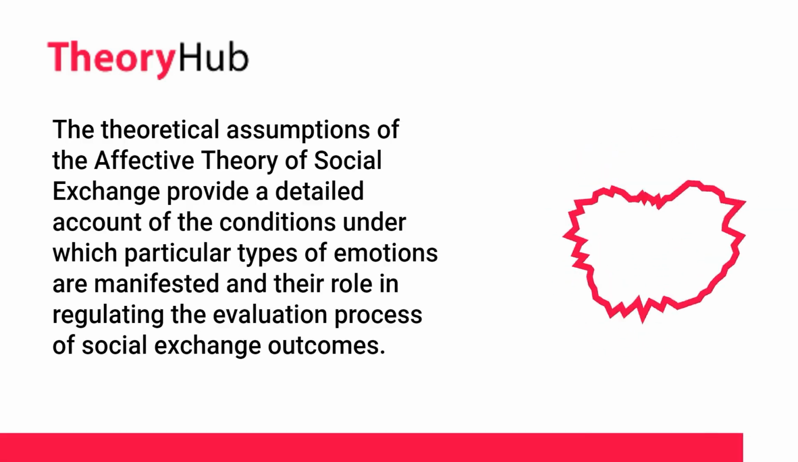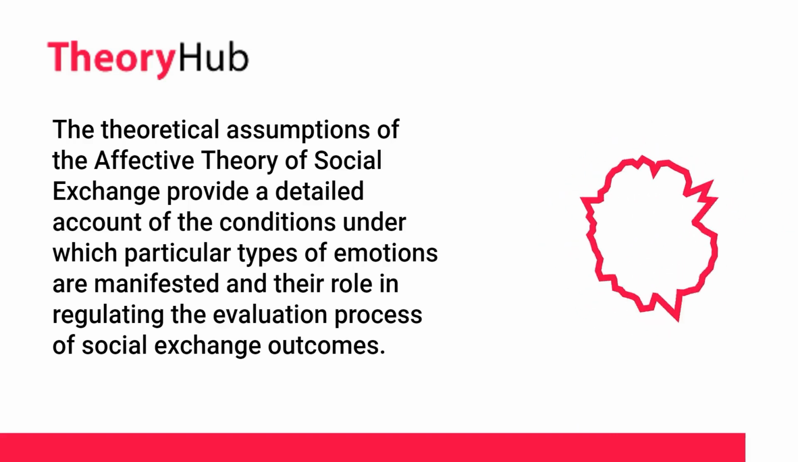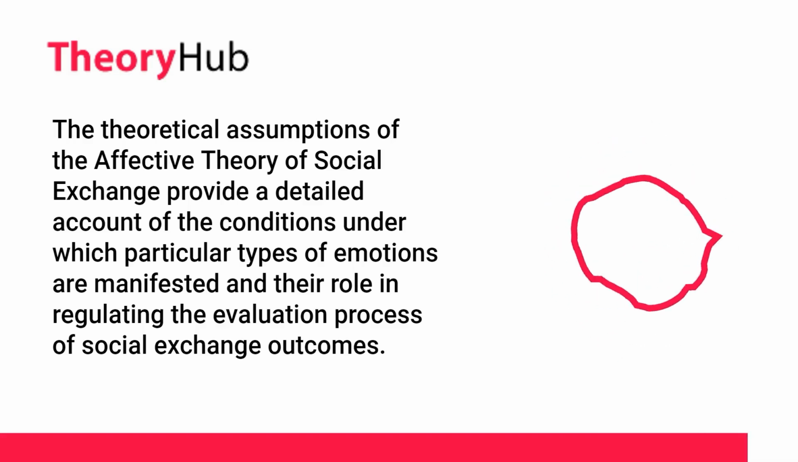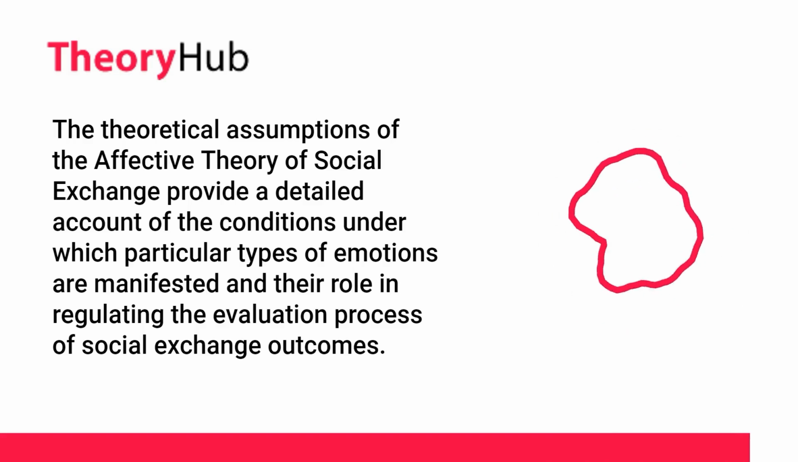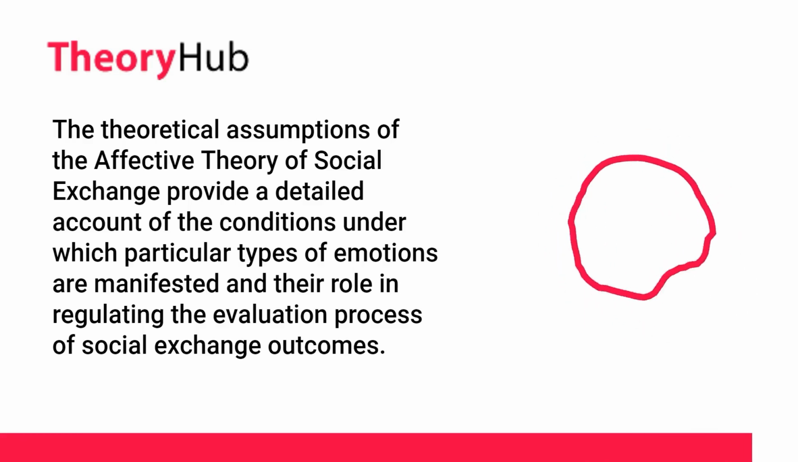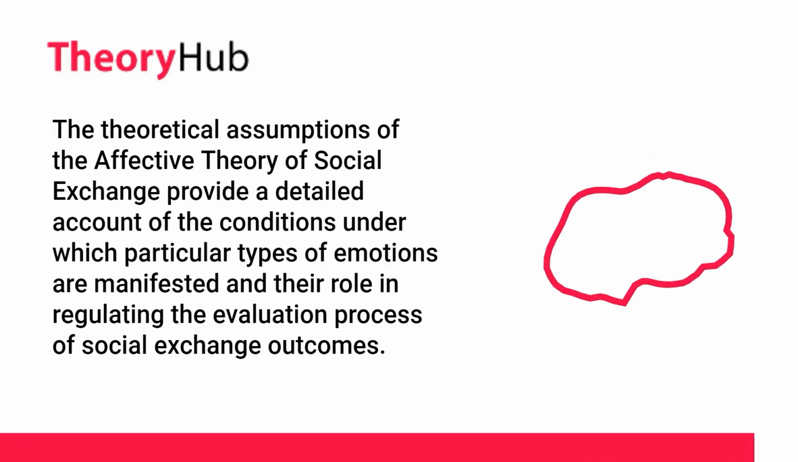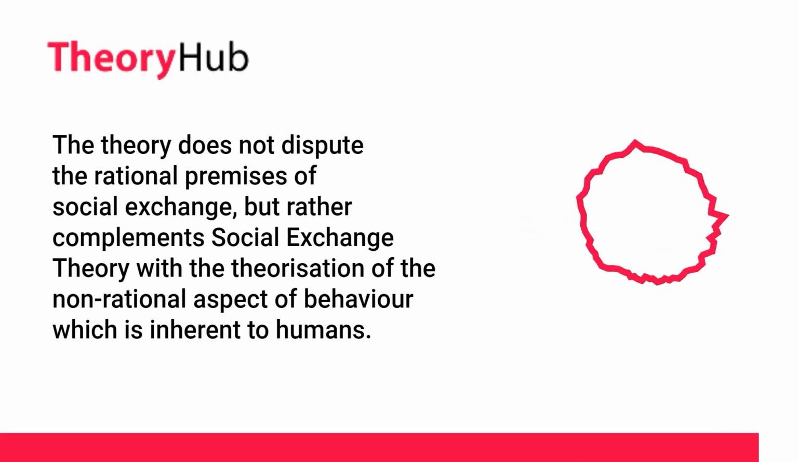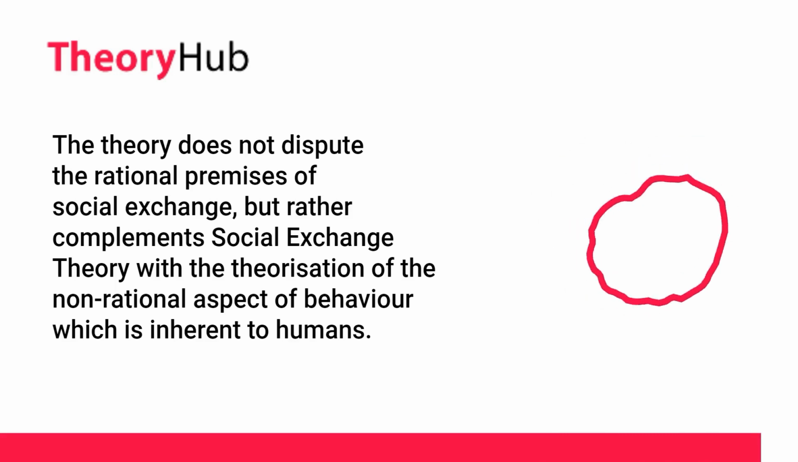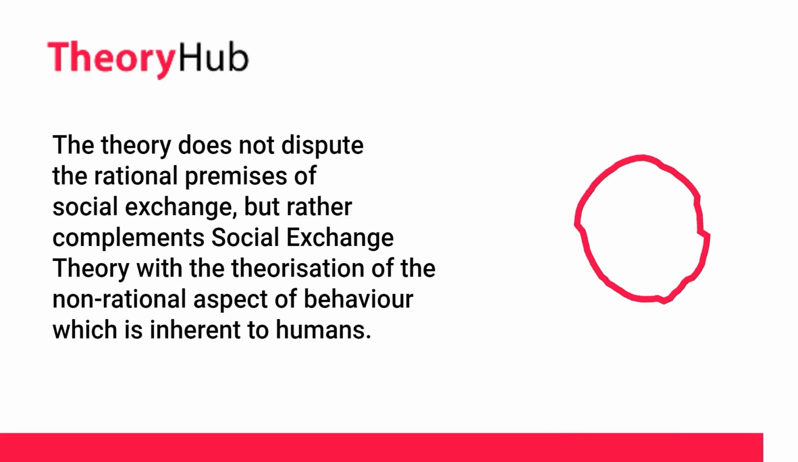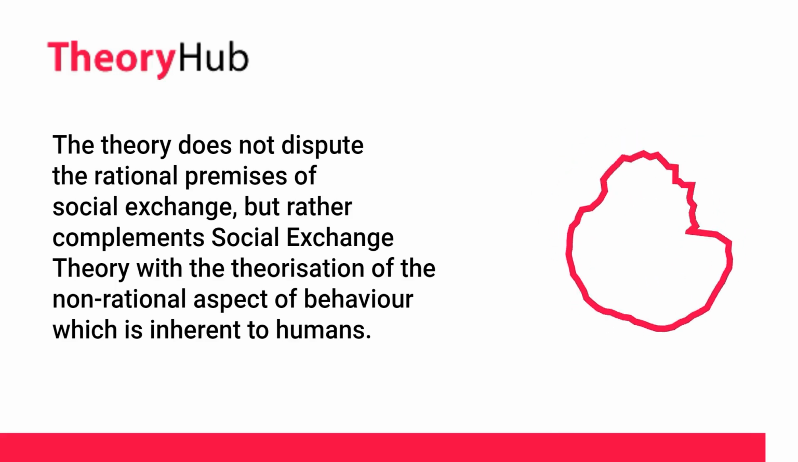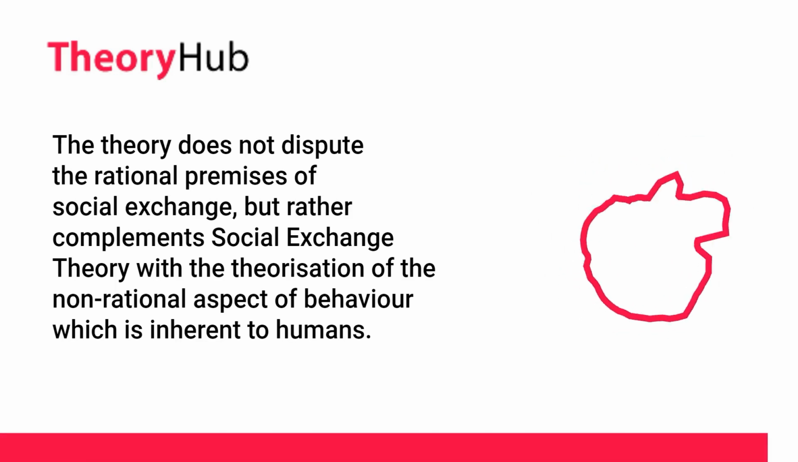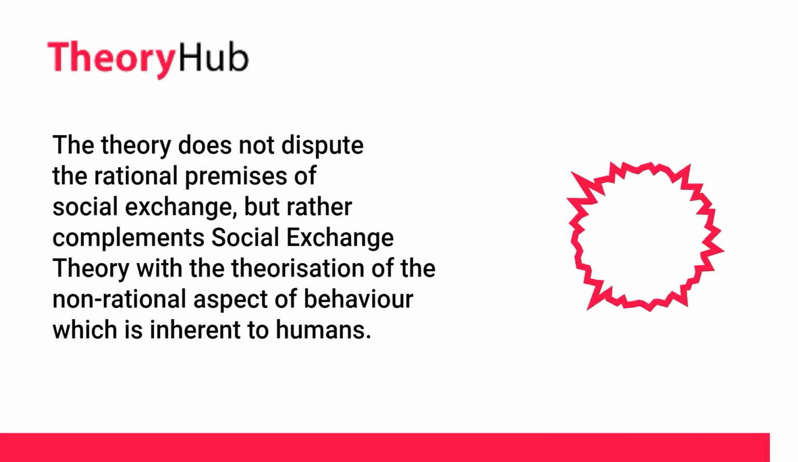The theoretical assumptions of the affective theory of social exchange provide a detailed account of the conditions under which particular types of emotions are manifested and their role in regulating the evaluation process of social exchange outcomes. The theory does not dispute the rational premises of social exchange, but rather complements social exchange theory with the theorization of the non-rational aspect of behavior which is inherent to humans.